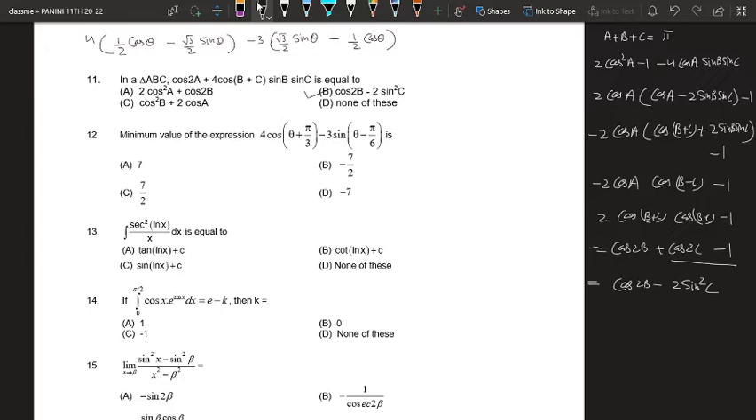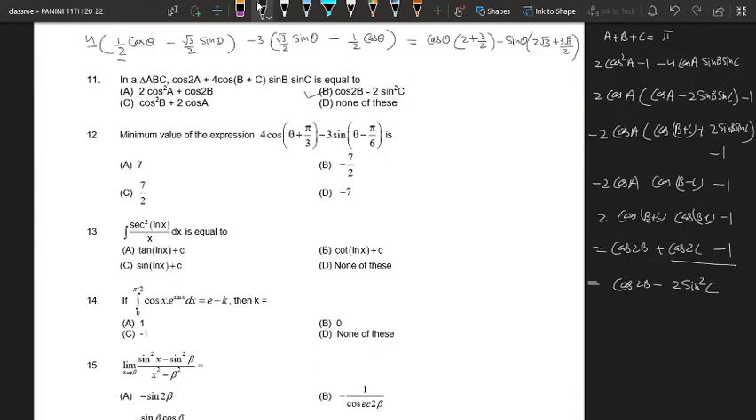If we collect the terms of cos theta, the coefficient of cos theta is 4 multiplied by 1 by 2, that is 2, plus 3 by 2, and for sin theta, the coefficient is minus 2 root 3 minus 3 root 3 by 2. So 2 root 3 with a negative sign, and 3 root 3 by 2 with a negative sign.